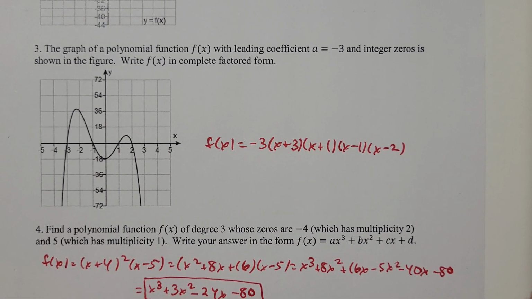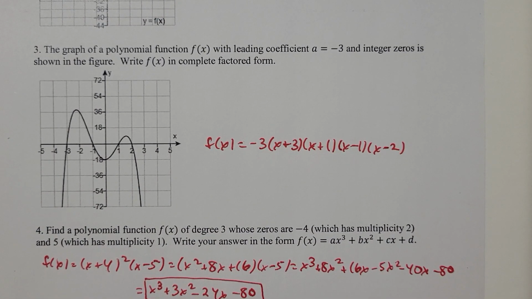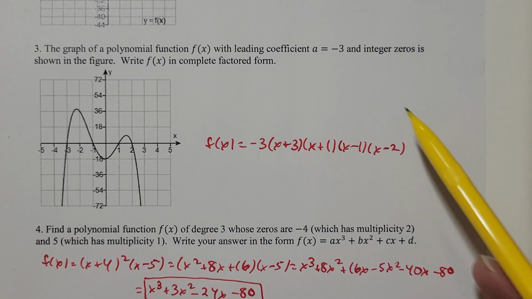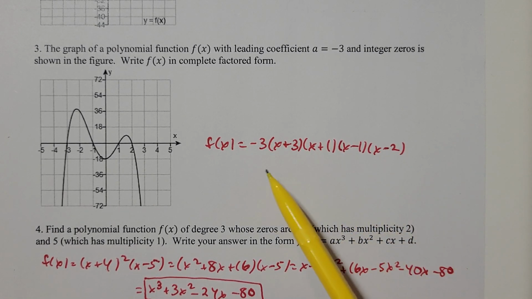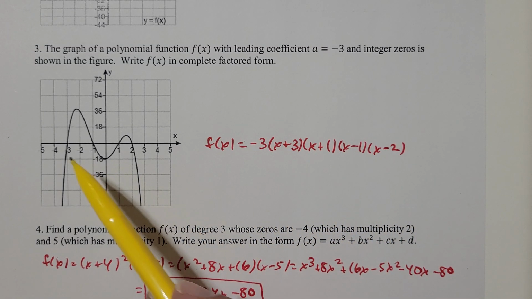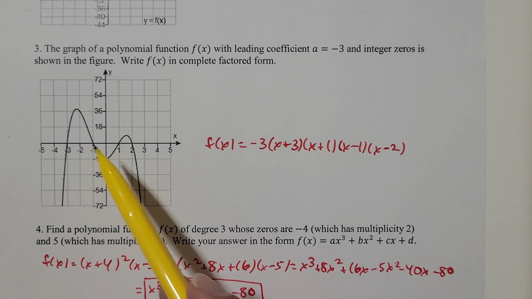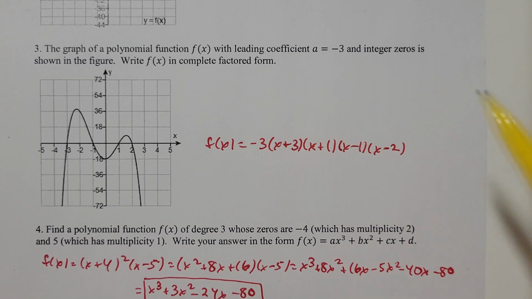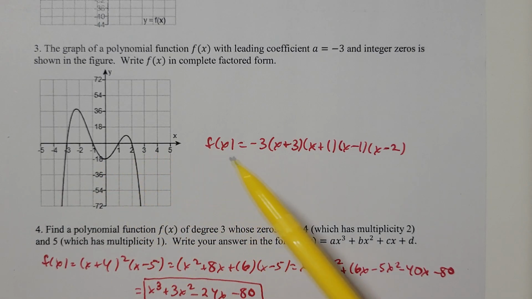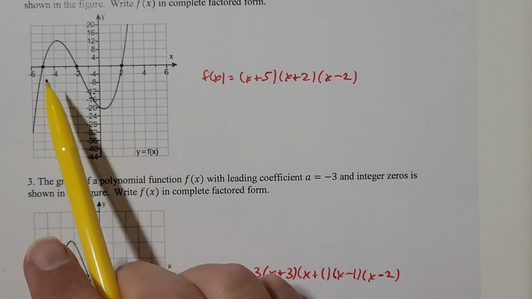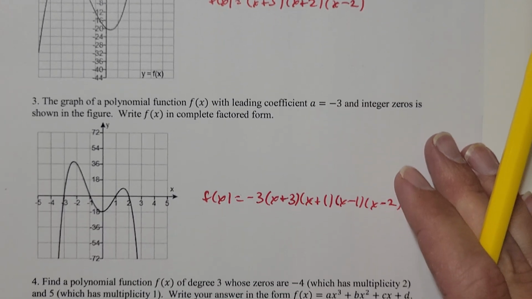Problem 3 is a similar deal. So we have the graph of a polynomial that's shown. The leading coefficient is -3. That'd be the a value. And the integer zeros are shown below. So write f of x in complete factored form. Okay, so I'm going to have -3 times, and then just write these factors. So the zeros are -3, -1, 1, and 2. By the way, a 0 is the same thing as an x-intercept. Okay, so like that's all I'm doing here when I pick off the zeros. I'm picking off the x-intercepts, where this curve crosses the x-axis there.